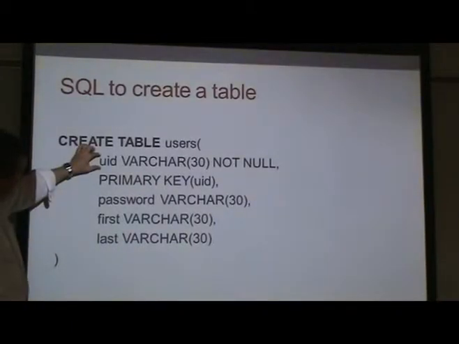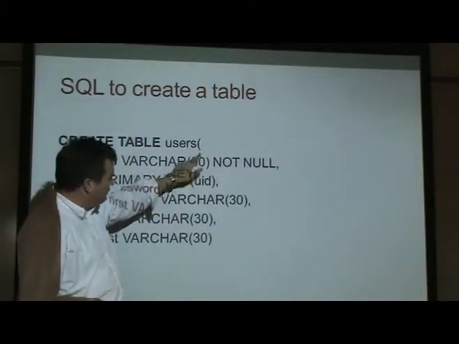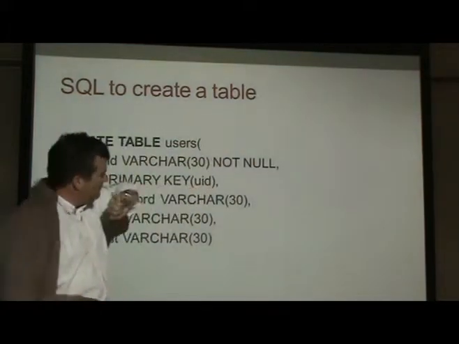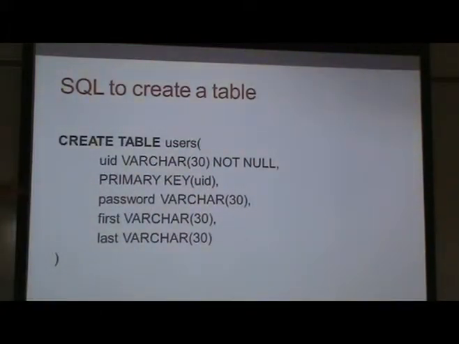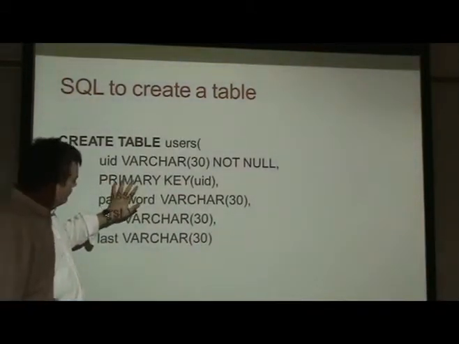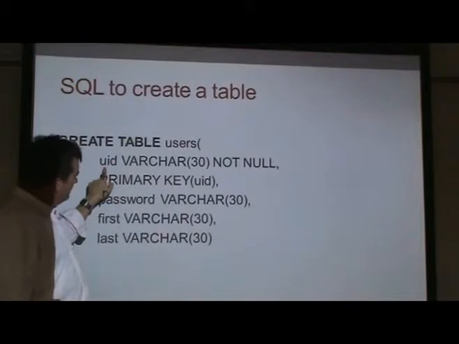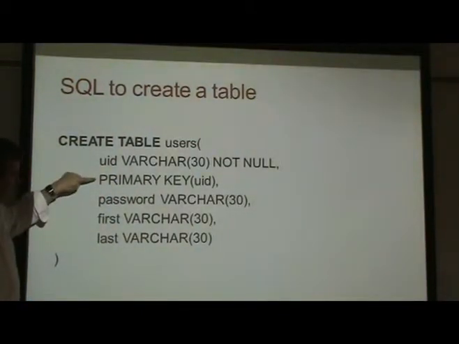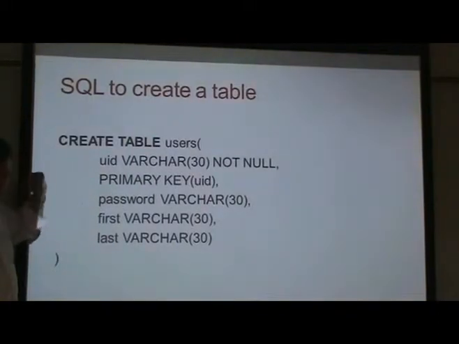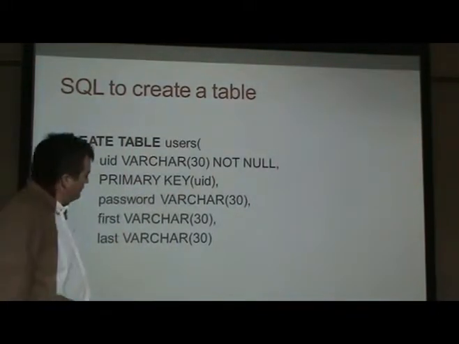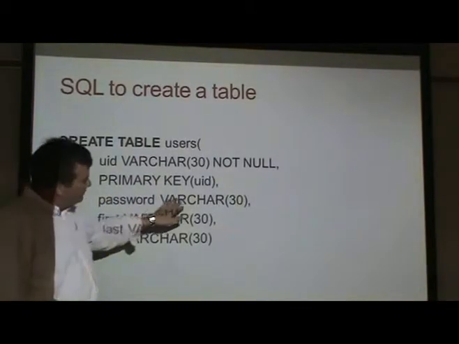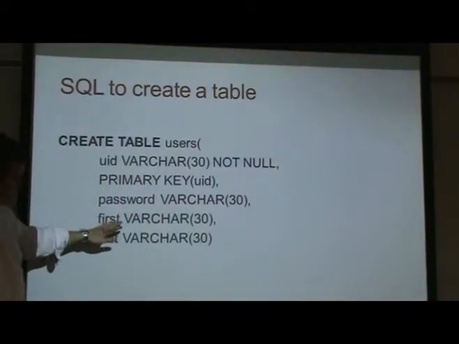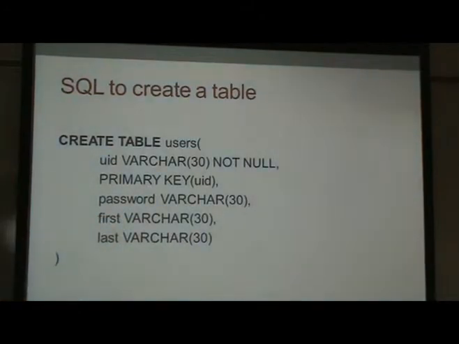I'm going to say the UID is a variable character string of 30 characters and it must not equal null. So we don't want to have people in our database whose email address is null. I'm going to declare that the primary key is the user ID. So a primary key in a database basically means this field must be unique, and if I ever wanted to find a particular record, I can find it by the user ID. Then I'm going to say the password is 30 characters, the first name is 30 characters, and the last name is 30 characters. So that's just a maximum of how many characters they can be.